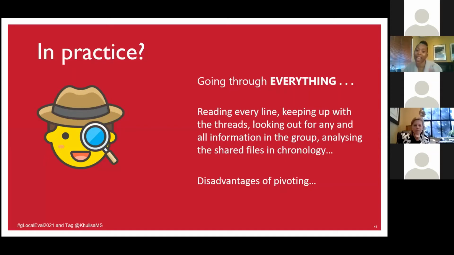Reading every line, keeping up with the threads, looking out for all information, and analyzing the shared files, preferably in chronology. Not always possible, but we'll see how we can in some cases do that. And again, disadvantages of pivoting: everything. You don't want to leave anything out. You want the data to guide you.